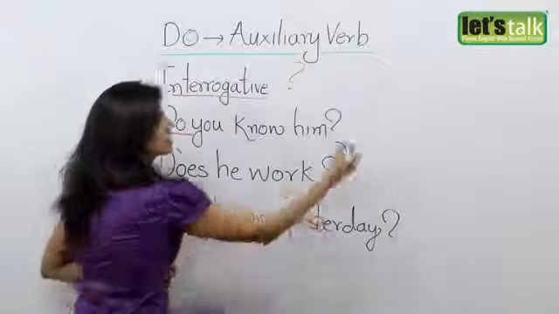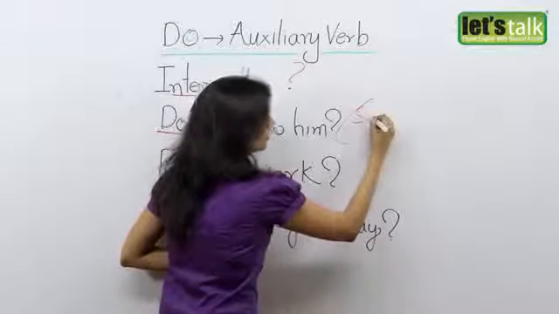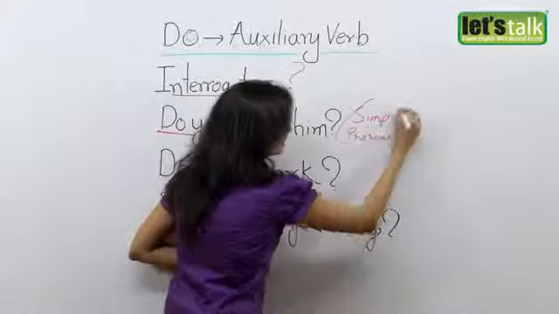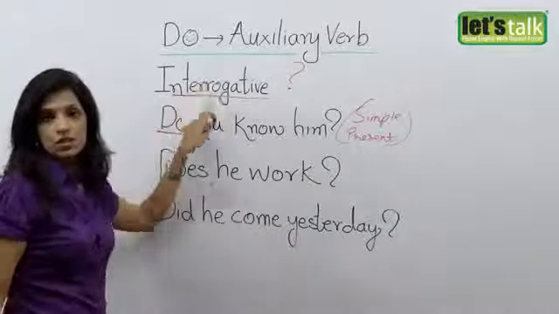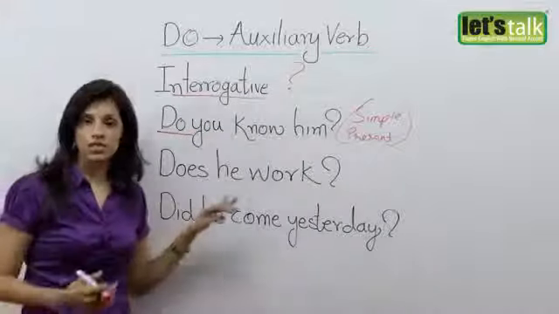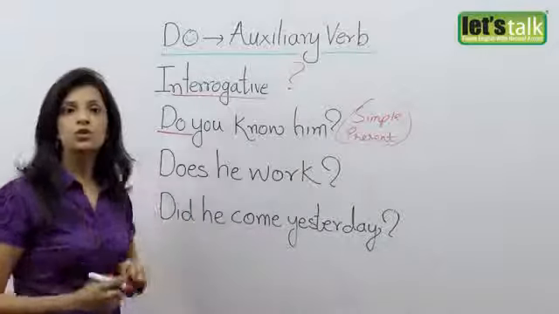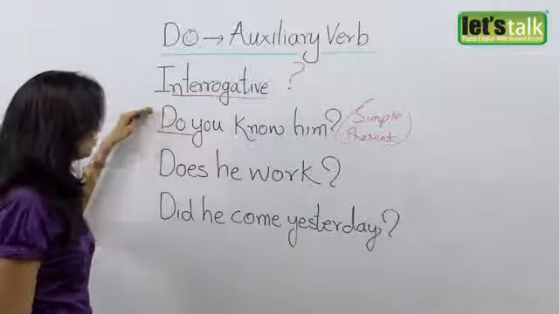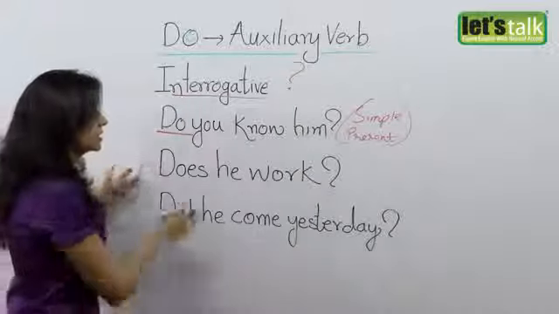Now, this is a simple present tense interrogative statement. So, when you ask a question in the simple present tense, you have to use the auxiliary verb do. Okay. Now, moving on to the next example, does he work?